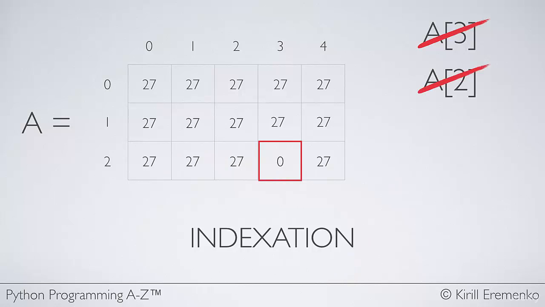So the correct approach here would be A[2, 3]. A, and then in the square brackets we have 2 and 3, where 2 represents that we are looking at the second row, and 3 represents the third column, where indexation starts at 0. So it's always like that. The first number represents the row, and the second one represents the column.